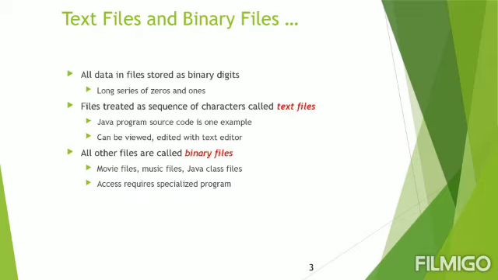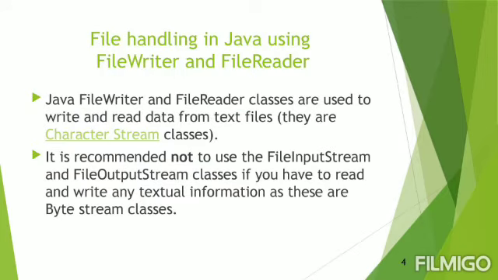It can be viewed and edited with a text editor, whereas binary files, which include movie files, music files, and Java class files, require a specialized program to access. File handling in Java uses FileReader and FileWriter. By using the FileReader and FileWriter classes, you can read data from and write data to a file. These are called character stream classes.